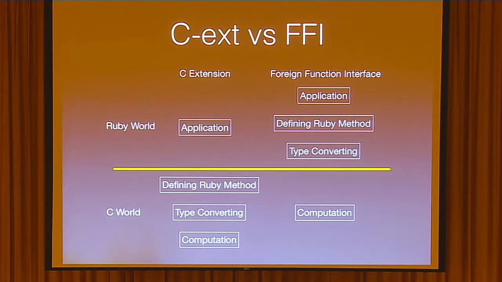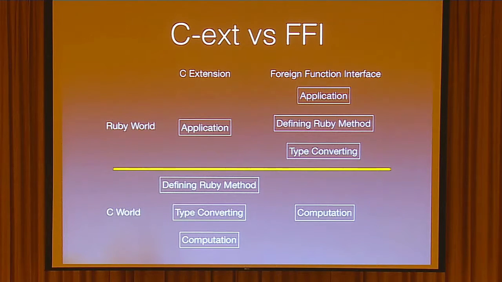What's the difference between a C extension and FFI? If we split our application into two worlds, one is the Ruby world, another is the C world. For a C extension, we write our application in Ruby, but we have to define Ruby methods in C using the Ruby C API, and also do all the type converting between Ruby and C. And last, we have to do the computation.